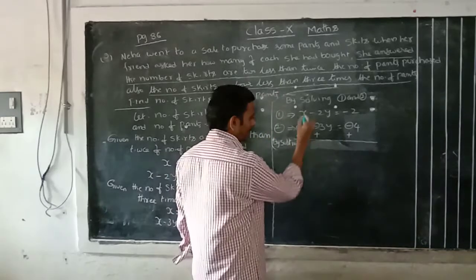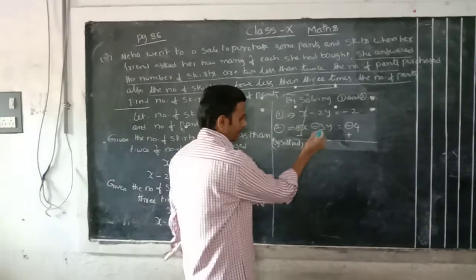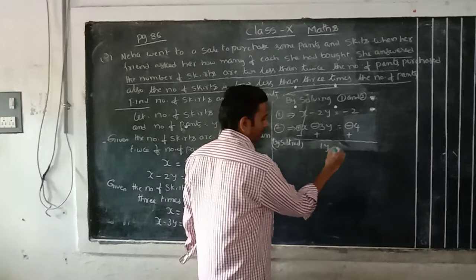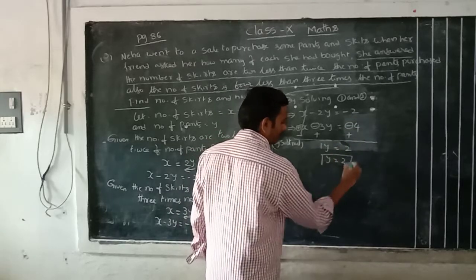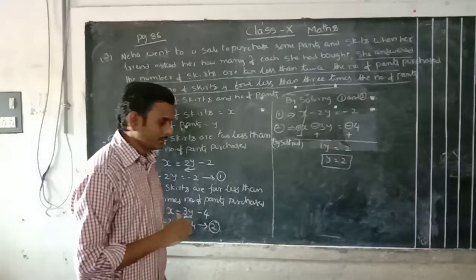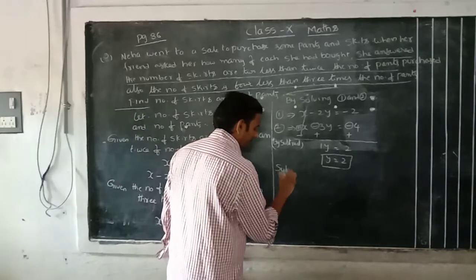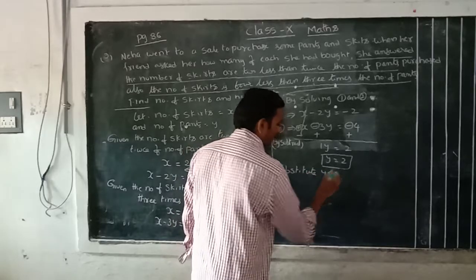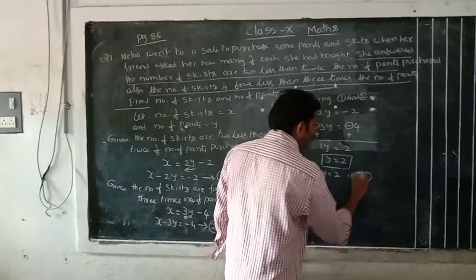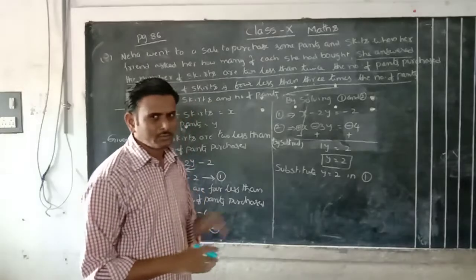Then what we can say, x will cancel, 3 minus 2, 1y, 4 minus 2, 2. That means y equal to how many? 2. Y equal to 2. Now substitute y equal to 2 in 1. Either 1 or 2 you can use any one, no problem.